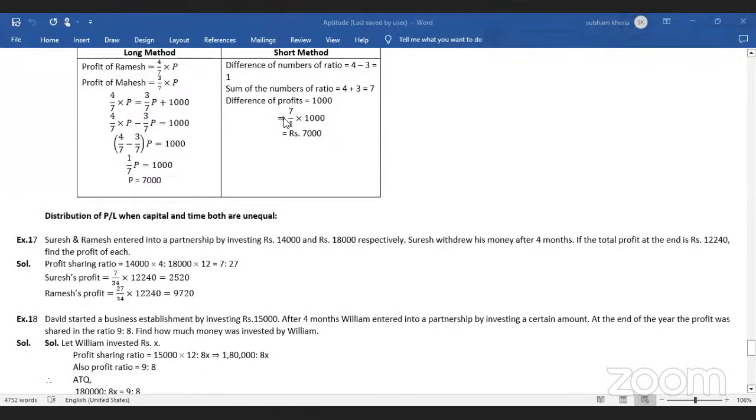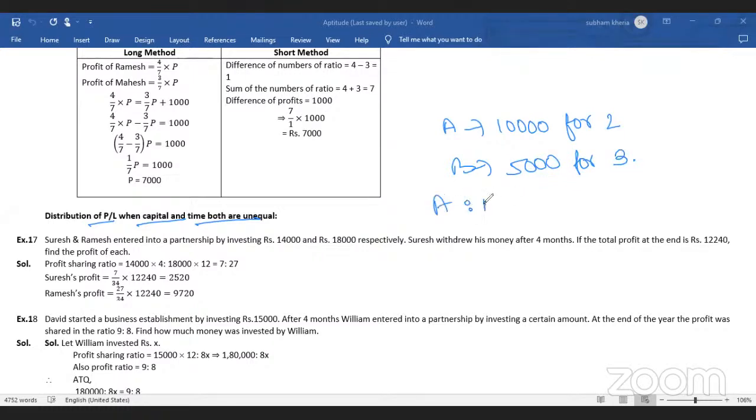See, distribution of profit and loss when capital and time both are unequal. For example, A invested 10,000 rupees for 2 years. B invested 5,000 rupees for 3 years. Then A is to B will be written as... A का क्या होगा बताओ? I told na, profit is capital into time.